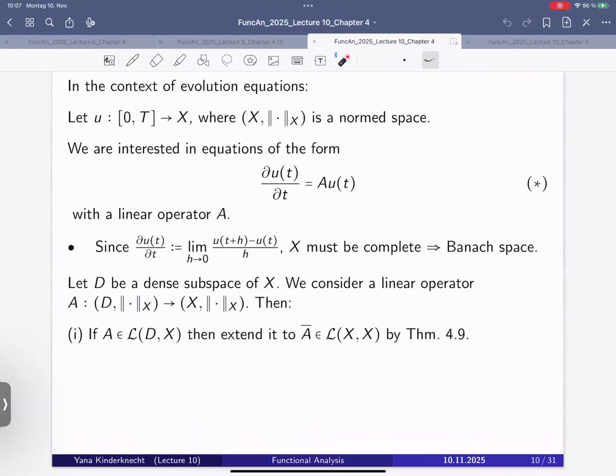One thing which may happen is that our linear operator A is actually a bounded or continuous linear operator as a mapping from D to X. Then one can extend this operator A to the operator A bar, which is a bounded linear operator from X to X. This can be done by theorem 4.9. I will show you this theorem.